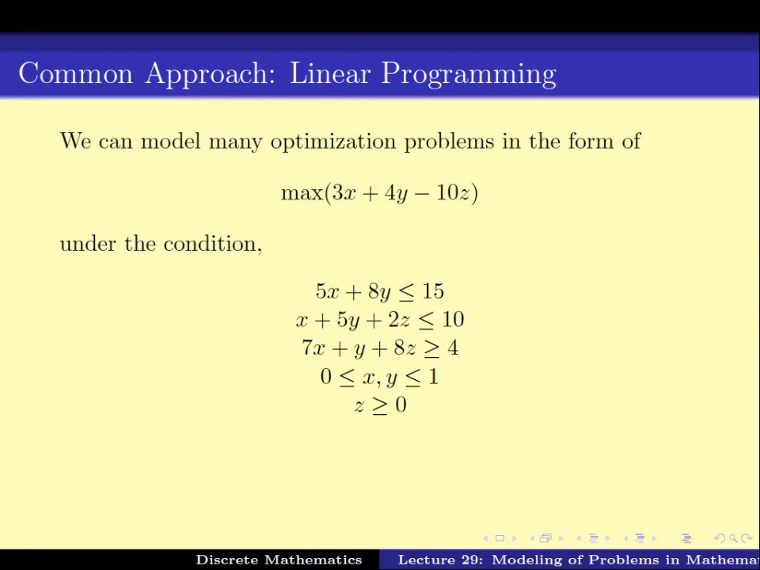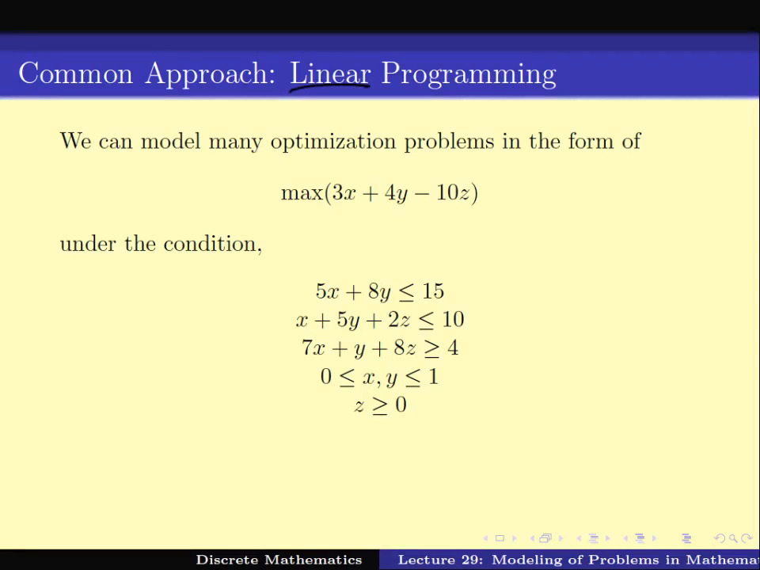So I have been given this set of equations: 5x plus 8y is less than 15, x plus 5y plus 2z is less than or equal to 10, and so on and so forth. And of course we have been told that x and y are numbers between 0 and 1, and z is a positive number. And under such conditions, what is the maximum that we can have? Now this is a typical form of linear programming.